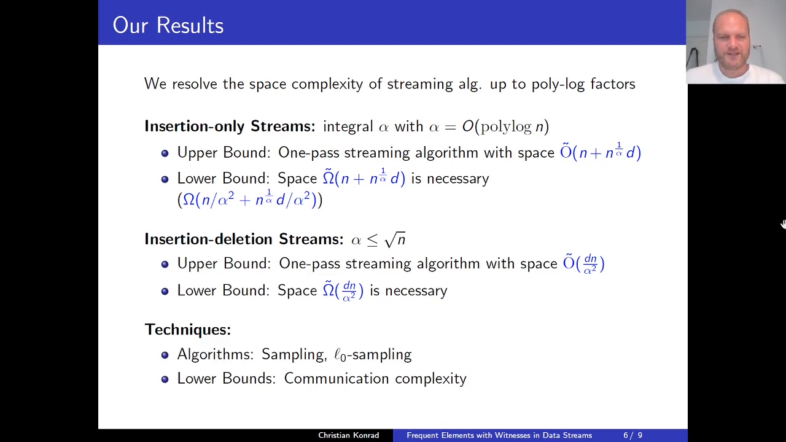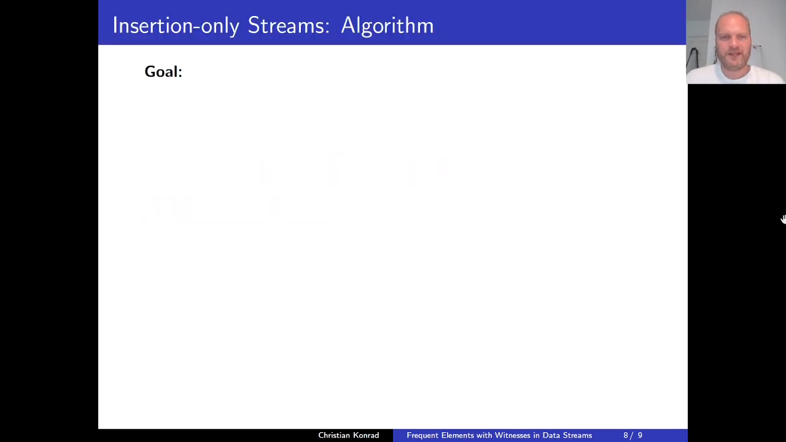Okay, now the main techniques for achieving these results on the algorithmic side are sampling and subsampling. There's a combination of reservoir sampling and degree counts, and we also use L0 sampling for insertion-deletion streams. And for lower bounds, we use communication complexity. More precisely, for insertion-only streams, we use a one-way multi-party communication game, and for insertion-deletion streams, we model this with a 2-party communication game. Now, I will very briefly talk a little bit about the insertion-only stream algorithm to give you an idea about the techniques that are being used.